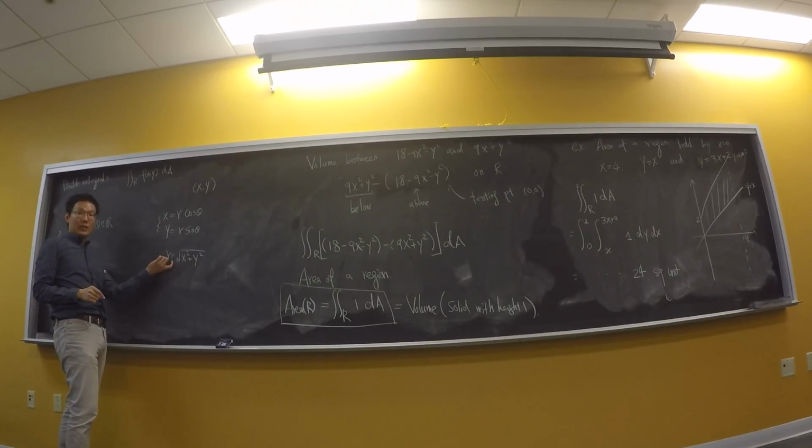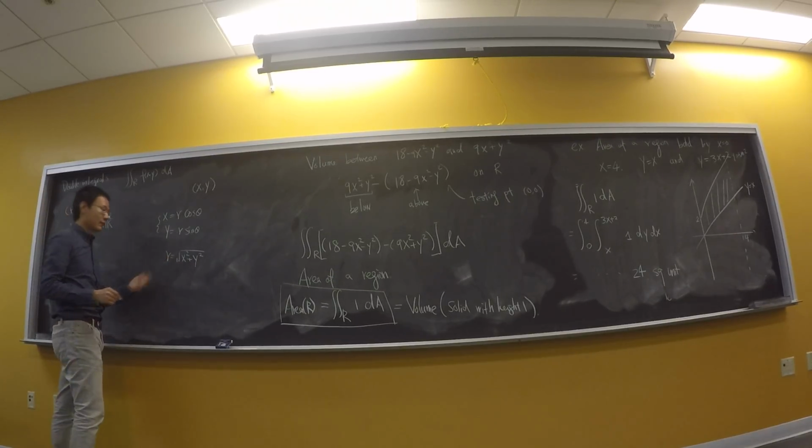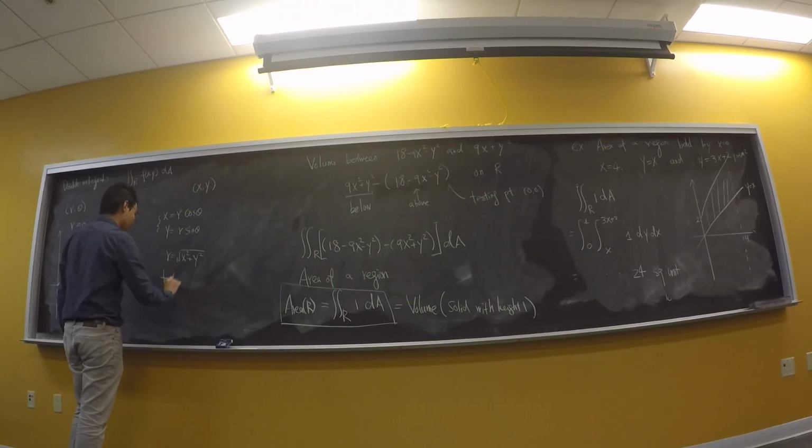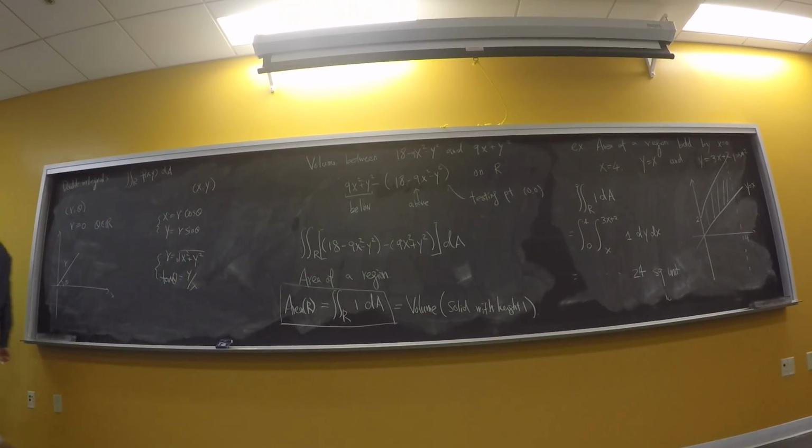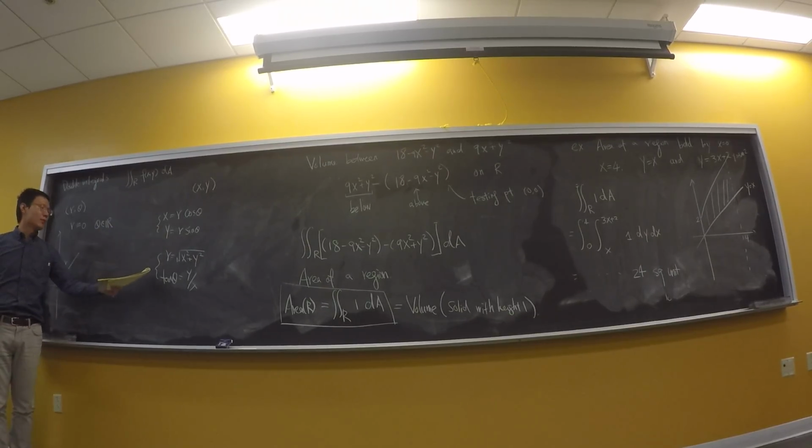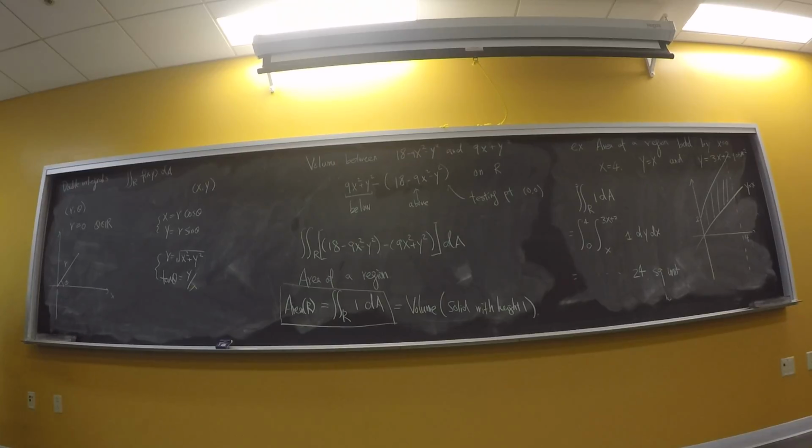I already, by convention, make sure my r is non-negative. And tangent theta is equal to y divided by x. Okay? So this is the system of equations transforming from polar to rectangular and backwards. You can transform these two systems back and forth with no problem at all.